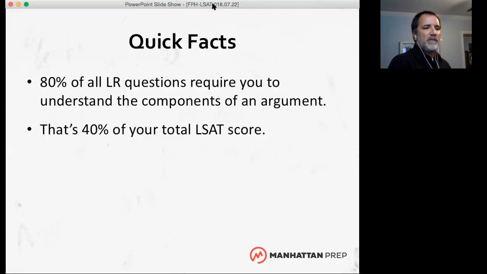Just a couple quick facts about arguments. 80% of all logical reasoning questions, and I mentioned this if you attended our free prep hour last time, in one way or another require you to understand the components of an argument, understand what arguments are all about, and be able to break an argument down into its components. Because there are two scored LR sections on every LSAT, that means that 80% of LR questions ends up being 40% of your total LSAT score. So I'm not going to go too much into the basics of arguments and what an argument is and how an argument works and all that stuff.